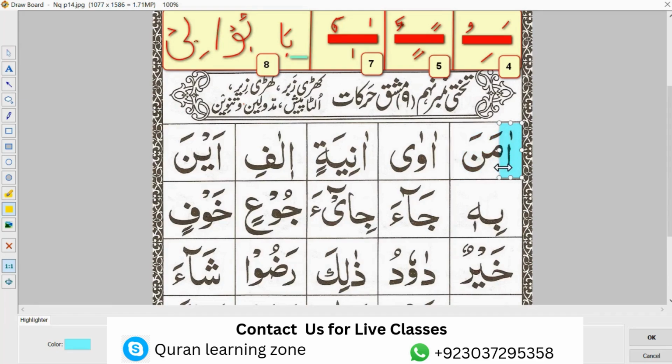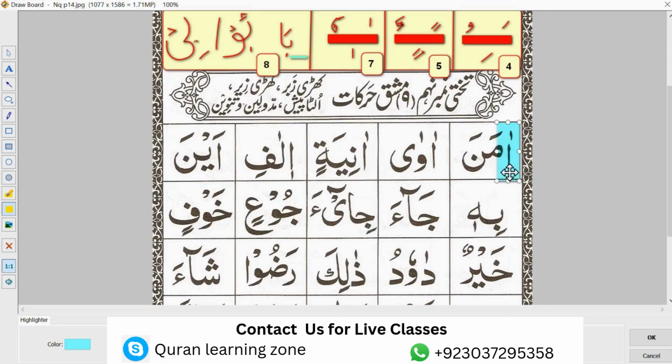أعوذ بالله من الشيطان الرجيم. بسم الله الرحمن الرحيم. Here is the first letter, and you can see on top of this letter is a Khari Zabar, and this sign you read in lesson number 7. Now we will start from here.